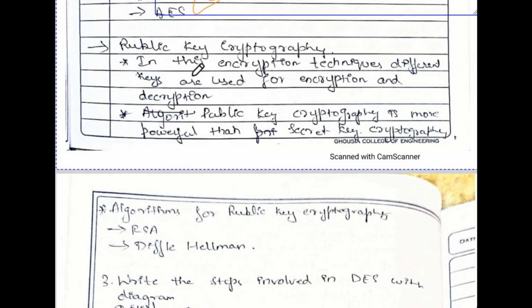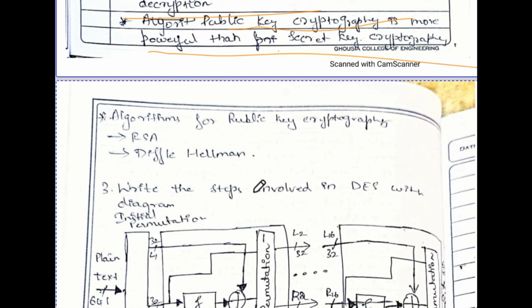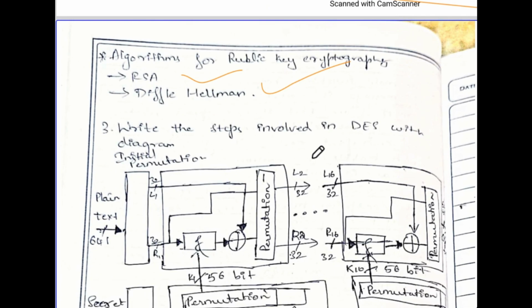Public key cryptography: in this encryption technique, different keys are used for encryption and decryption. Public key cryptography is more powerful and reliable compared to secret key cryptography. Algorithms used for public key cryptography are RSA and Diffie-Hellman.